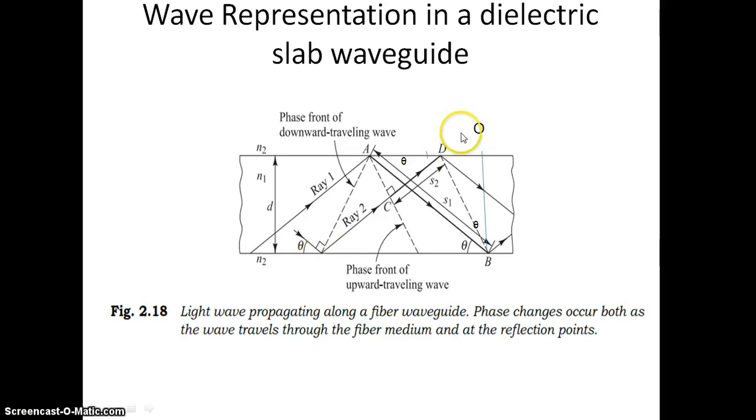So ray 1, ray 2. The path travelled AB, CD. Consider these two paths, AB and CD. This diagram shows the light wave propagating along a fiber waveguide. Phase changes occur both as the wave travels through the fiber medium and at the reflection points. So at two points phase change occurs: as the light wave travels through the medium, and also at the reflection points, here AB, CD. So we are calculating the phase change.